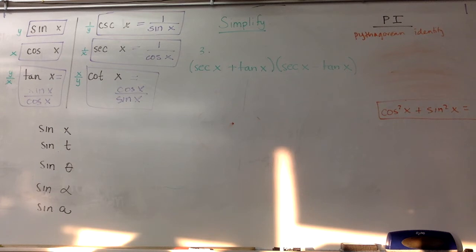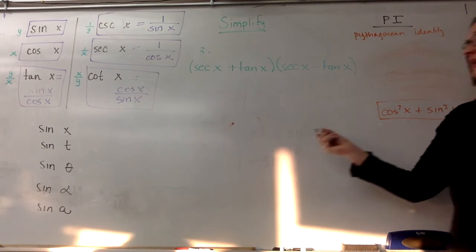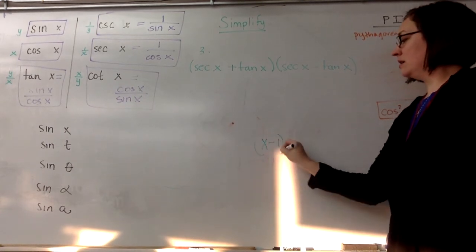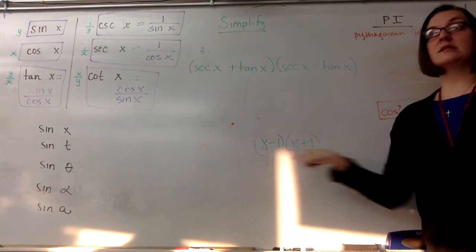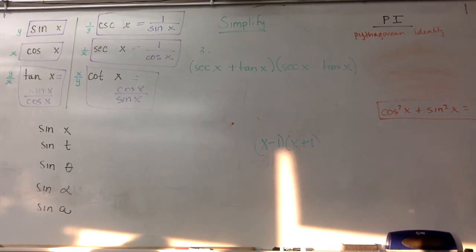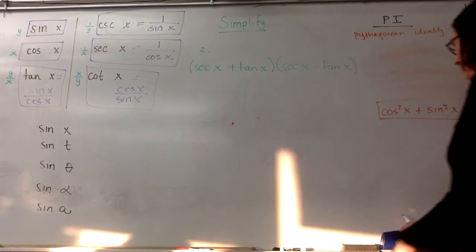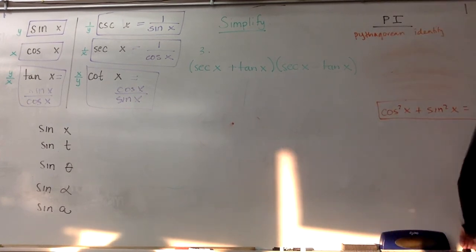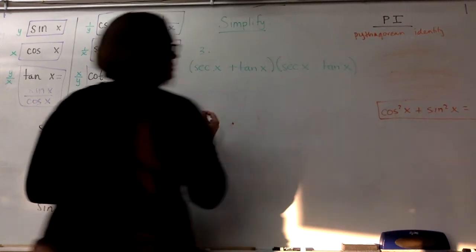What about the FOIL? It's a special case of FOIL. Which one is it? Where the middles cancel, the difference of squares? Yes? Something like this where it would be like x minus 1, x plus 1, difference of squares? Right? When you multiply it out, what do you get? X squared minus 1. There's no middle term. The same thing is going to happen here, but we're going to write everything out so we can see it. Right? So my next step is to FOIL this.